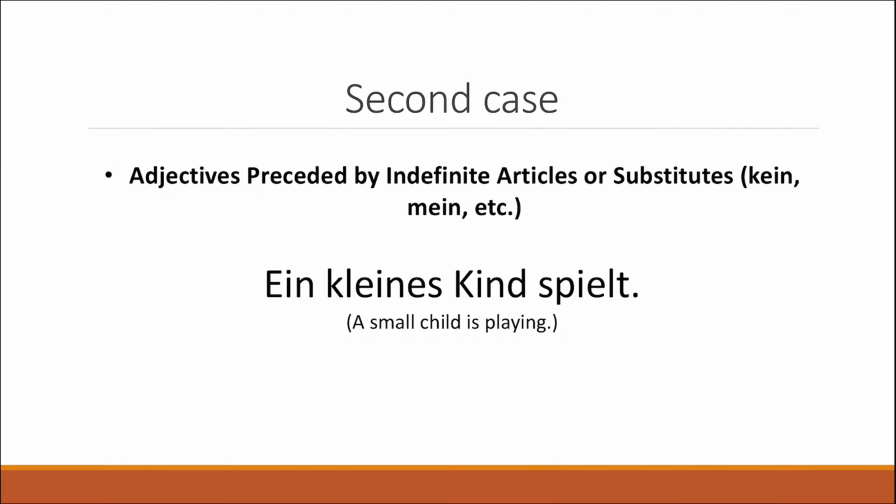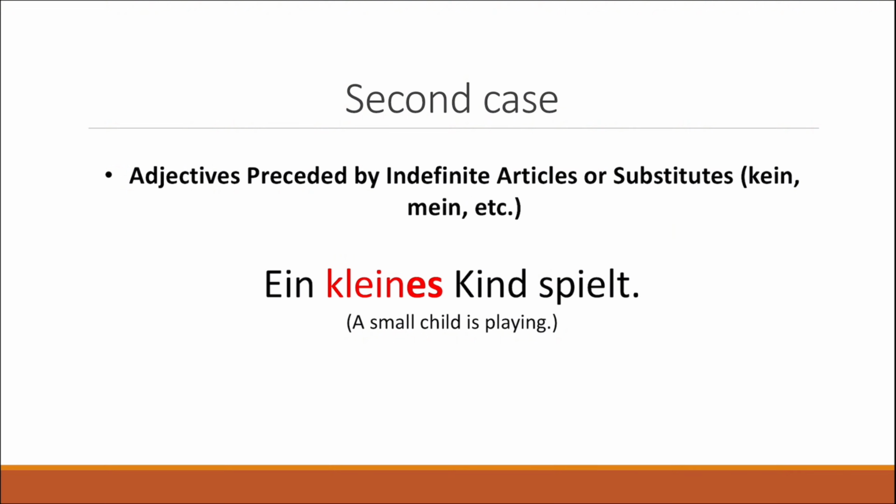Now let's consider the second case now. Now we're talking about adjectives preceded by indefinite articles, so eine, etc., or substitutes, so adjectives or particles that end this way. So for example, ein has a similar ending to kein, mein, dein, etc. And let's consider this example. Ein kleines Kind spielt. A small child is playing.